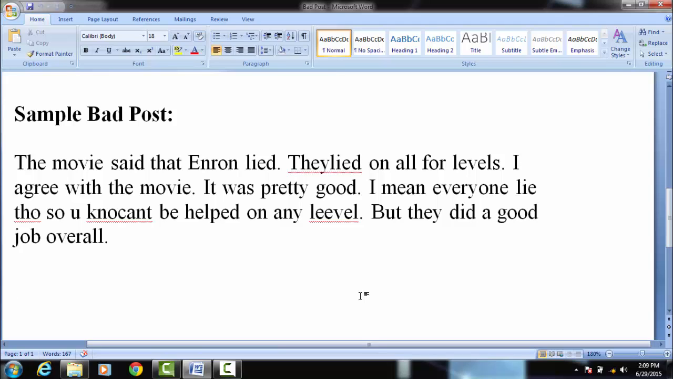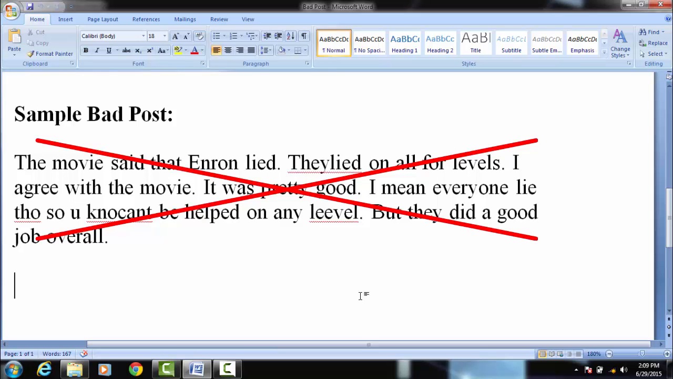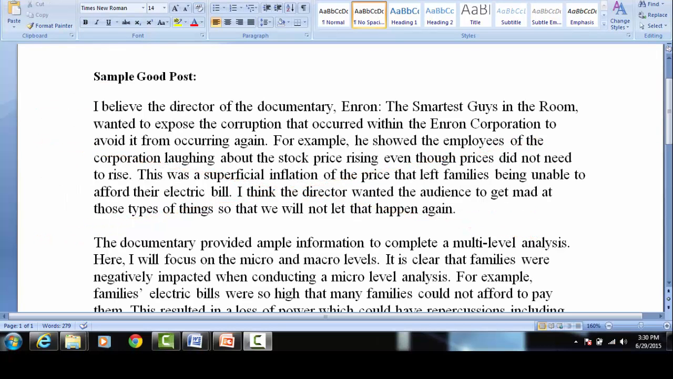A lot of these issues could have been eliminated simply by typing the response in a Word program and then carefully proofreading the response before posting it and submitting it to the teacher. As you can see, this post really falls short of what the prompt is asking of the student. Let's take a look at a good response to that Enron discussion board prompt.